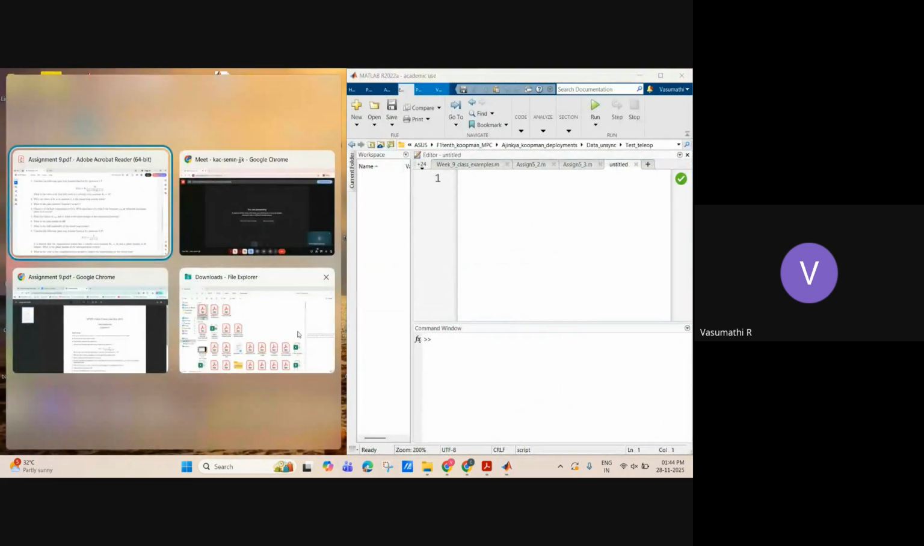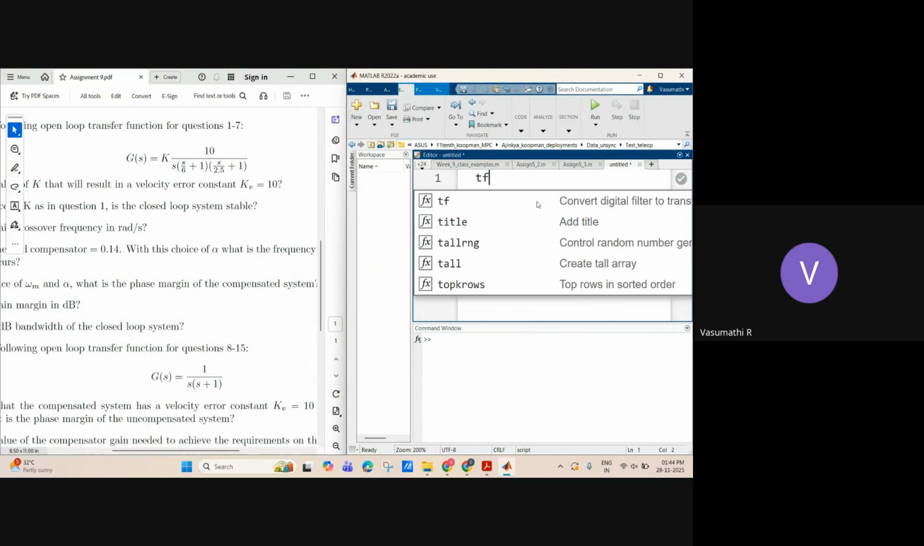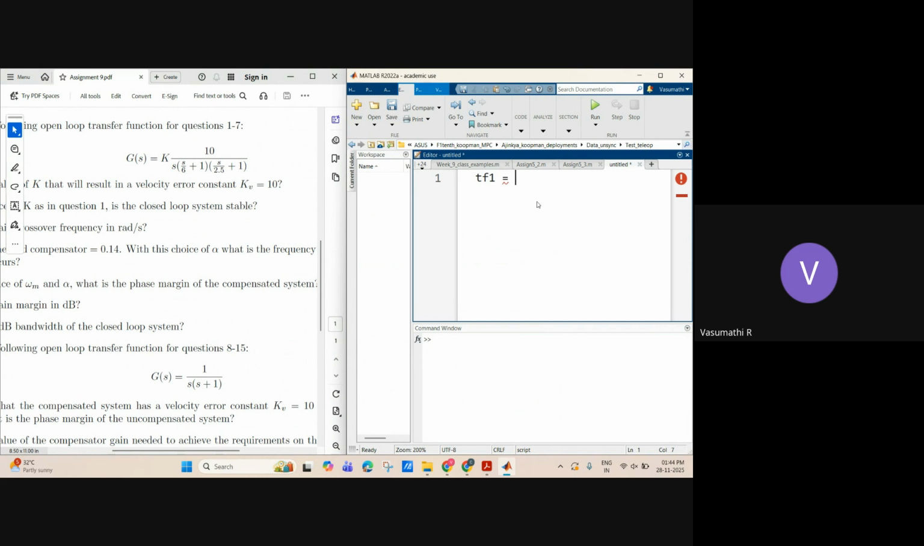First, I will write the transfer function. T1 is equal to k into 10 divided by s into (s by 6 plus 1) into (s by 2.5 plus 1). That's it.